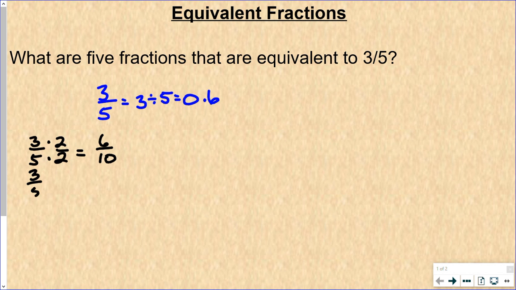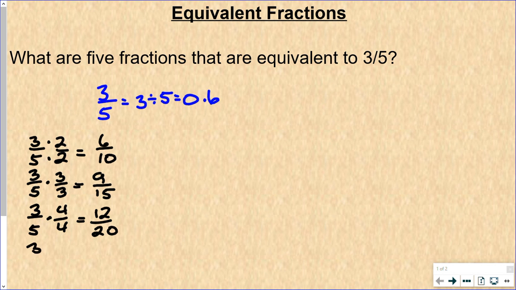All right, so let's find another equivalent fraction. Instead of multiplying by 2 over 2, I'll multiply by 3 over 3, which is still 1. And there I get 9/15. If you divide 9 by 15, you'll get 0.6. So 3/5 times 4 over 4, get 12/20. 3/5 times 5 over 5, get 15/25.